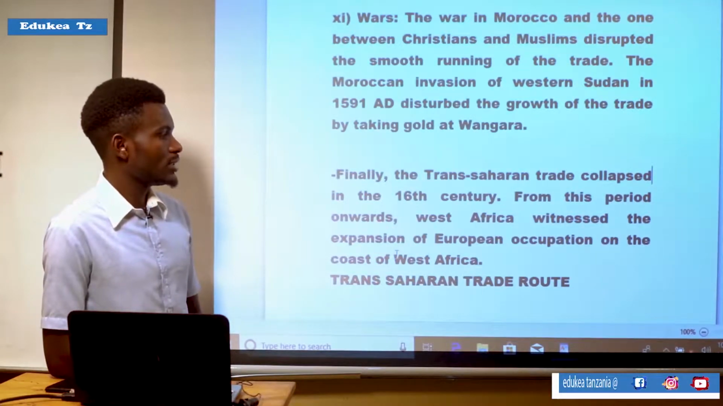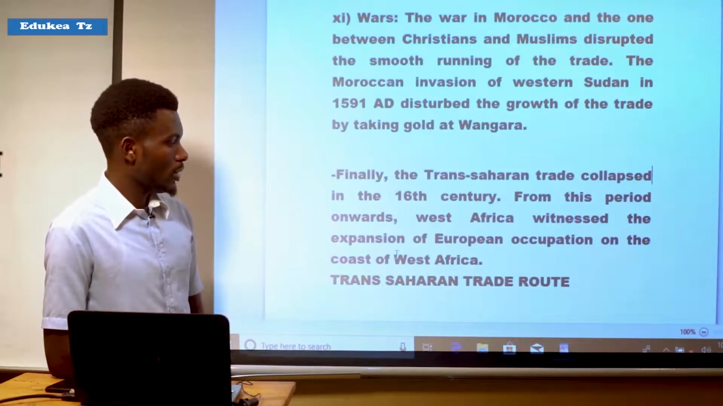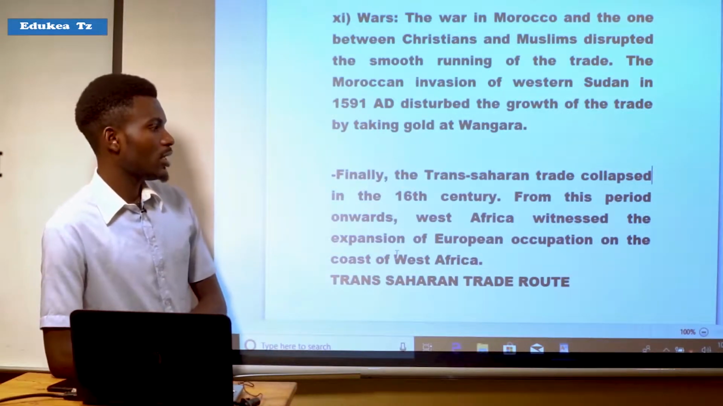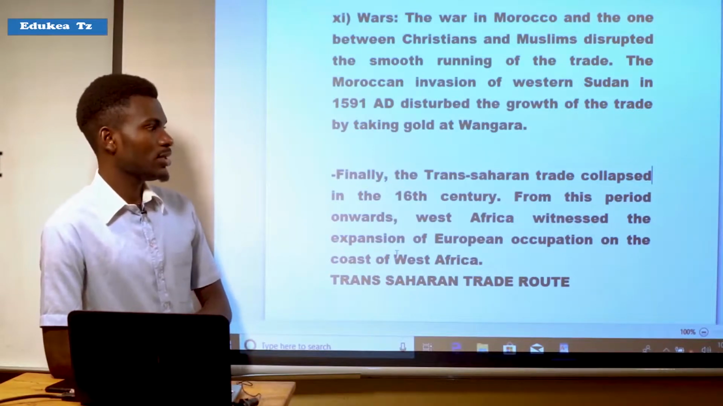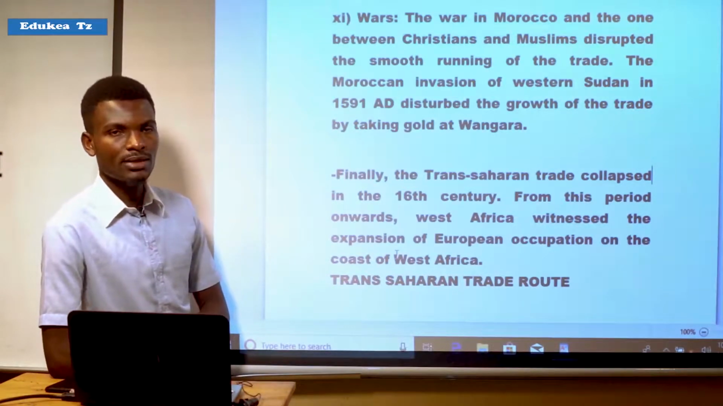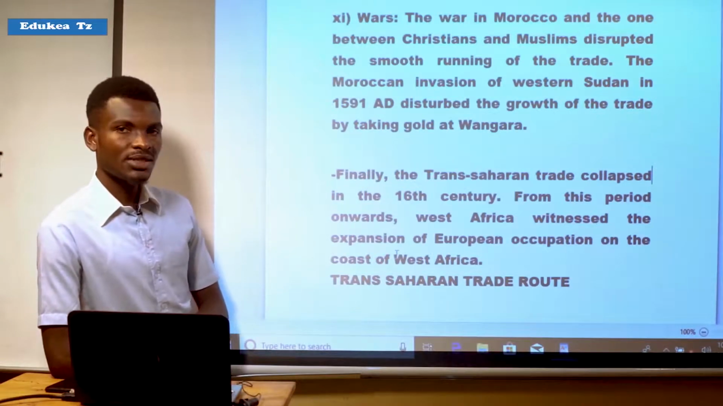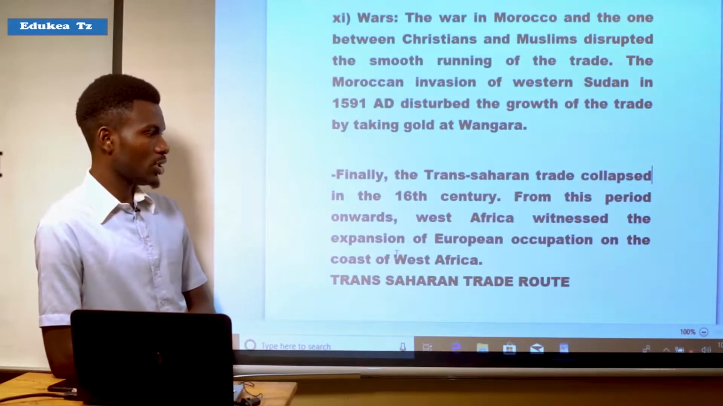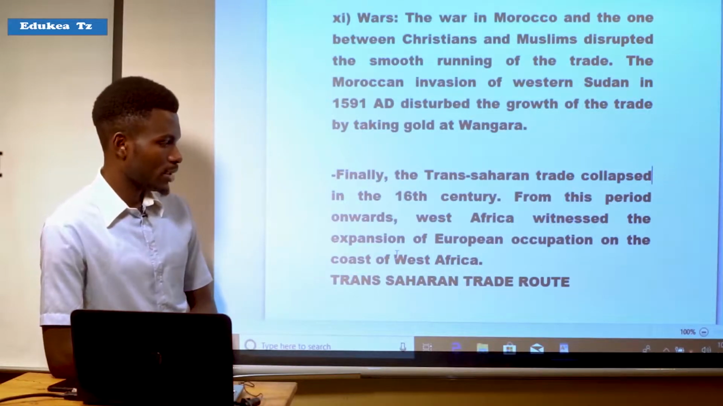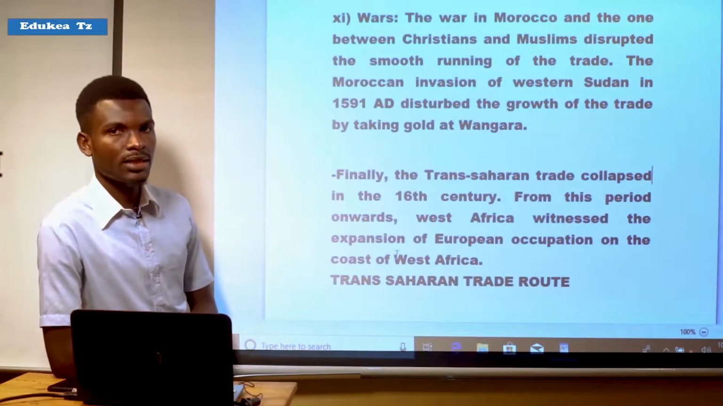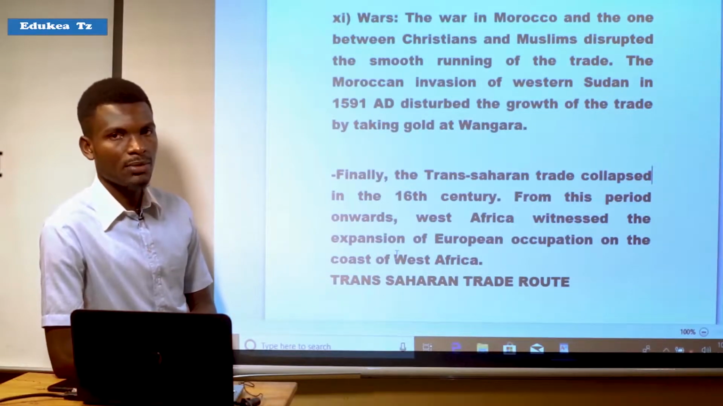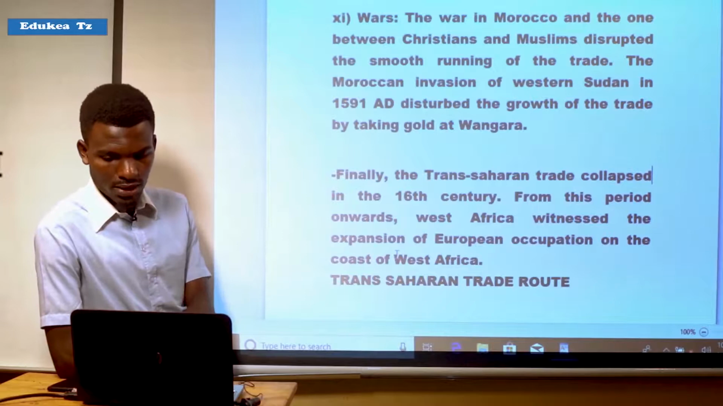From this period onwards, West Africa witnessed the expansion of European occupation on the coast of West Africa. It means that after the collapse of the trade in the 16th century, from this period onward, West Africa witnessed the expansion of European occupation or domination on its coast. And that marked the beginning of the transatlantic slave trade.